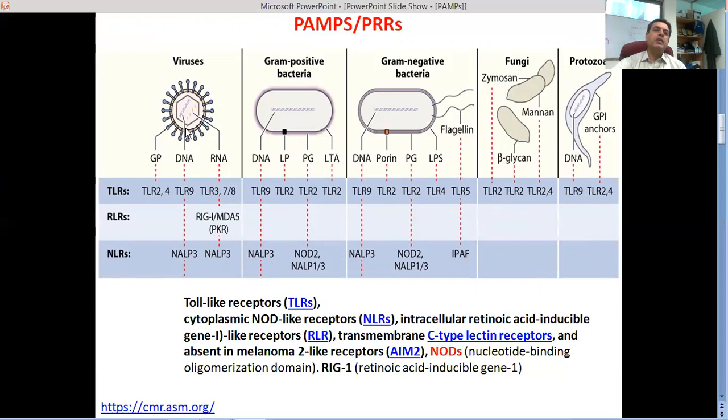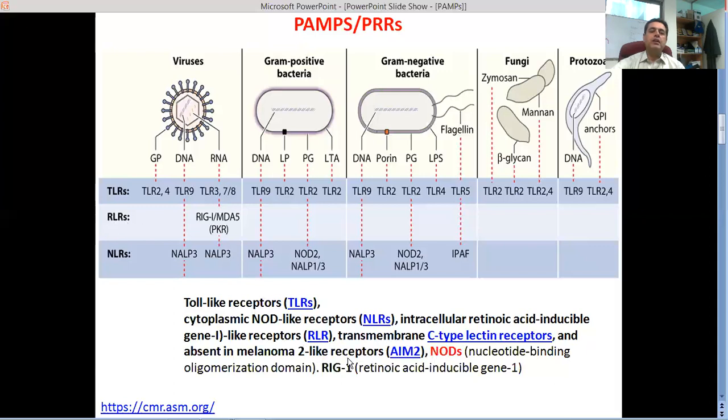Okay? And these are not only the toll-like receptors, there are other receptors there as well, which are involved in this process of recognition of the pathogens. Toll-like receptors are one of the biggest groups of such receptors which are recognizing different PAMPs, and these receptors are present on different immune cells. Similarly, cytoplasmic NOD-like receptors, the NLRs, are also PRRs, pathogen recognition receptors. Intracellular retinoic acid inducible gene 1-like receptors are RLRs.